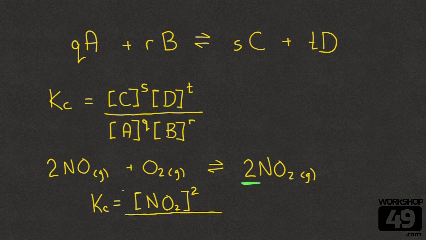Divided by our first reactant, NO, so the concentration of NO. Does NO have a coefficient? It does! It's a 2, so we have to raise this to the power of 2. And we have another reactant, we have oxygen, and it's an O2. And then we check, does the O2 have a coefficient? Well, it's just a 1, so we don't have to do anything with it. And that's the equilibrium expression.